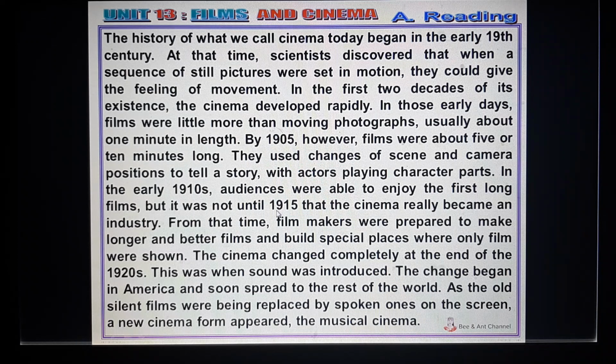But it wasn't until 1915 that the cinema really became an industry. From that time, filmmakers were prepared to make longer and better films and build special places where only films were shown. The cinema changed completely at the end of the 1920s. This was when sound was introduced. The change began in America and soon spread to the rest of the world. As the old silent films were being replaced by spoken ones on the screen, a new cinema form appeared, the musical cinema.